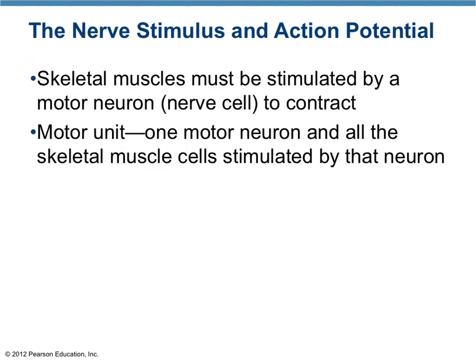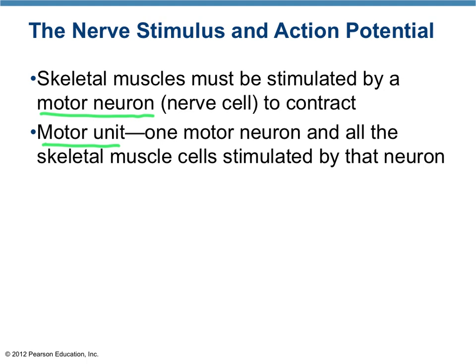In order for a muscle cell to contract, it has to be stimulated by a motor neuron, which is a nerve cell that connects to the muscle cell. It's connected to a muscle in something called a motor unit, and that's when one motor neuron and all of the skeletal muscles it stimulates work together.